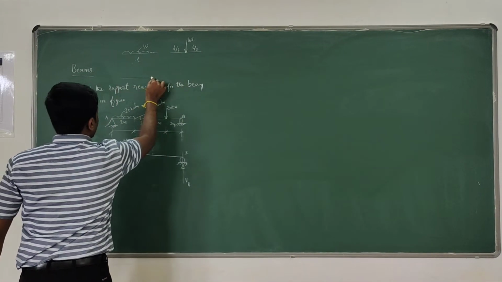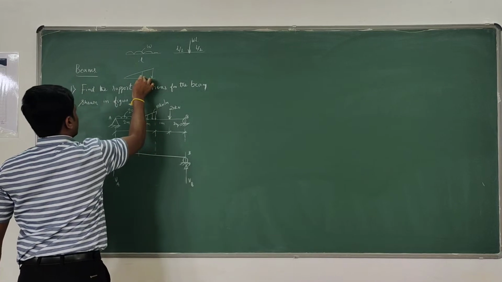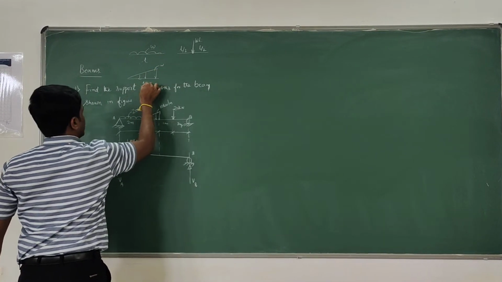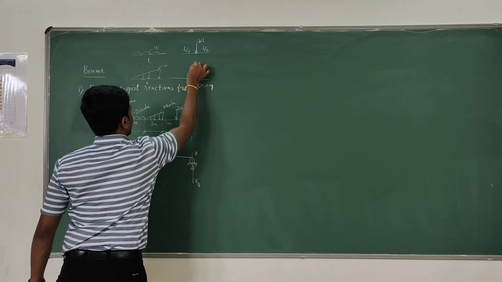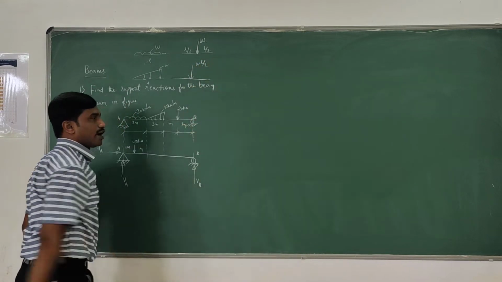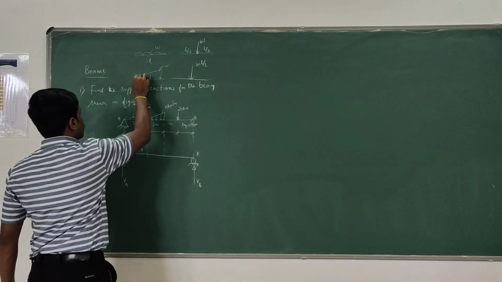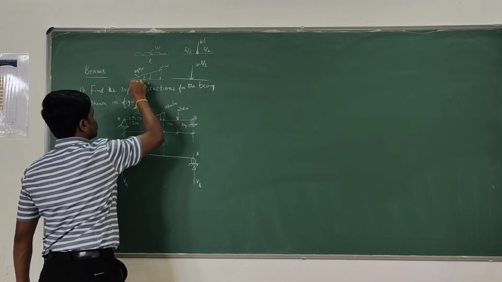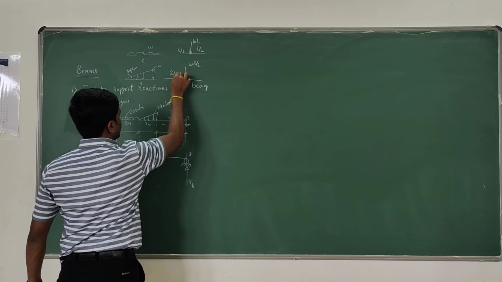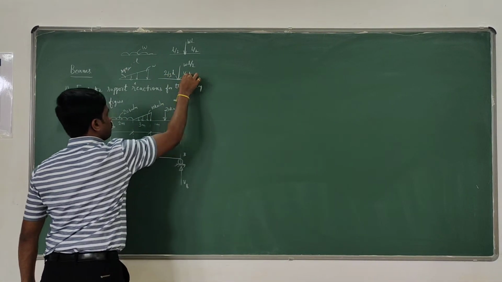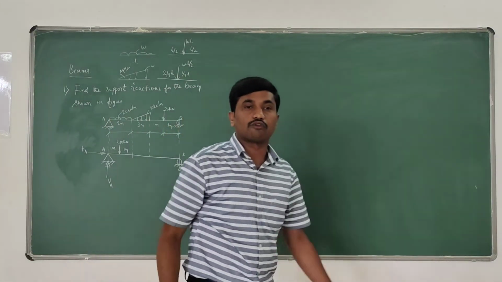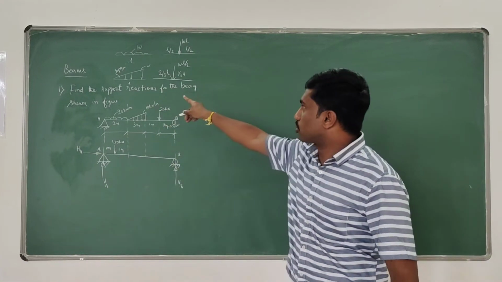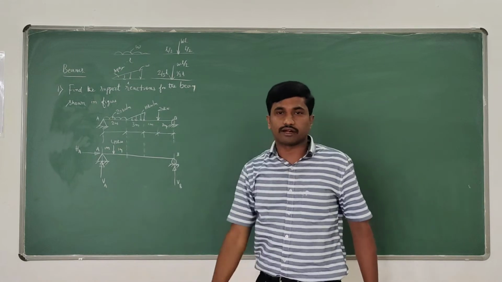Similarly, if a UVL is there, with W and L, it is just like a triangle. The area of a triangle is half into base into height, WL by 2. There are 2 points, one is the apex and another is the base. From the apex, the centroid is at 2/3 of the length. From the base, the remaining is 1/3 of the length.